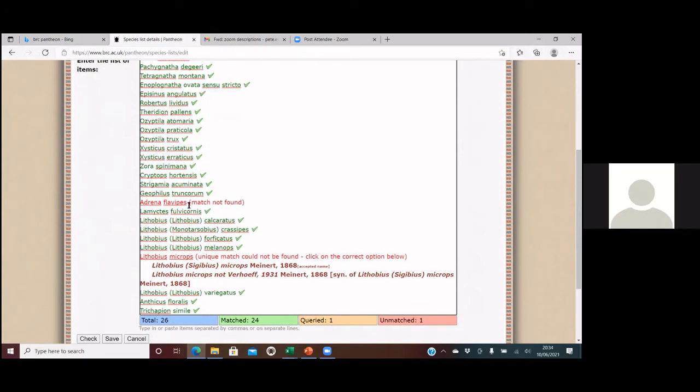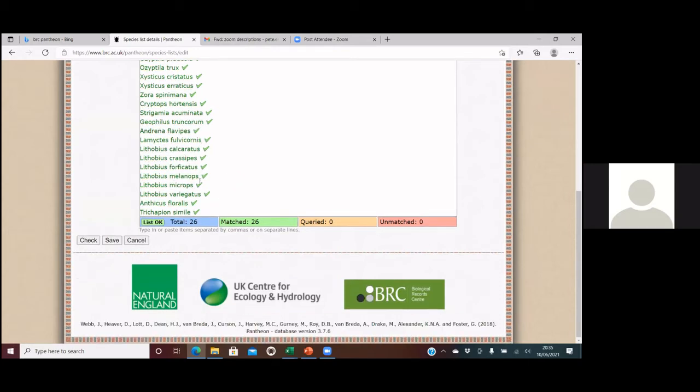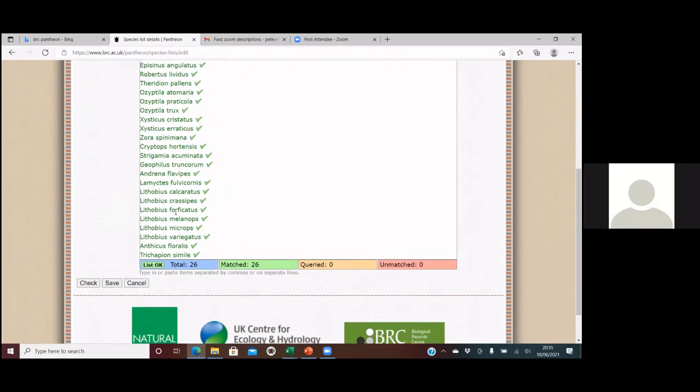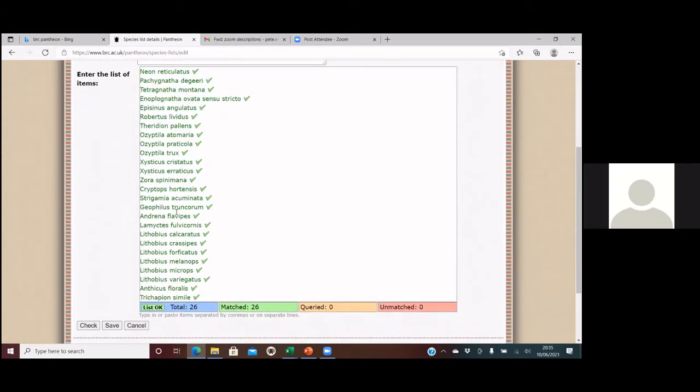Here's something that, oh, we've spelt it incorrectly. It's actually the B. andrena fatherpeas. So we'll get rid of that and we'll insert the N, and that'll sort itself out in a minute when we check. We've got another species here, what's it called, lithobius centipede, which we've altered. We've still got that outstanding there. We check and it's been accepted. So now all of our species that we've put in are in the dictionary, the species dictionary that Pantheon uses, and we can proceed.